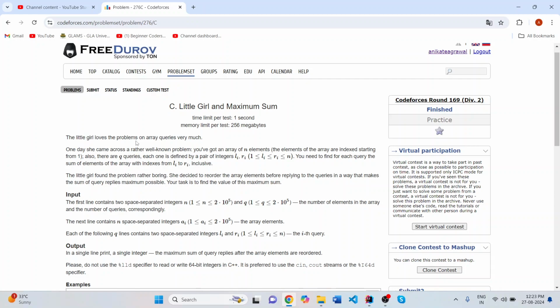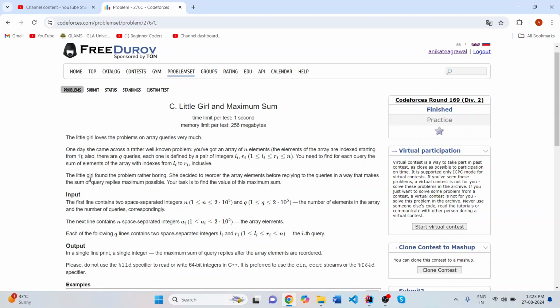So the little girl loves the problems on arrays queries very much. One day she came across a rather well-known problem. You've got an array of n elements. The elements of the array are indexed starting from 1. Also, there are Q queries. Each one is defined by a pair of integers Li and Ri, where they are in the range 1 to n. So we need to find for each query the sum of elements of the array with indexes Li to Ri. So we have to find the sum of elements from L to R.